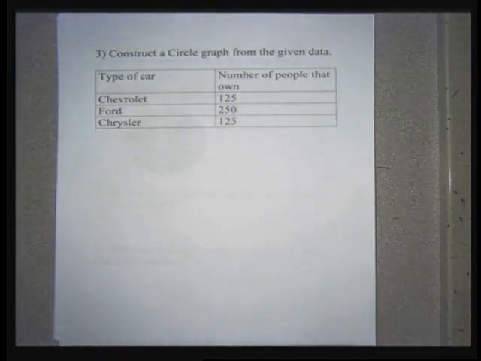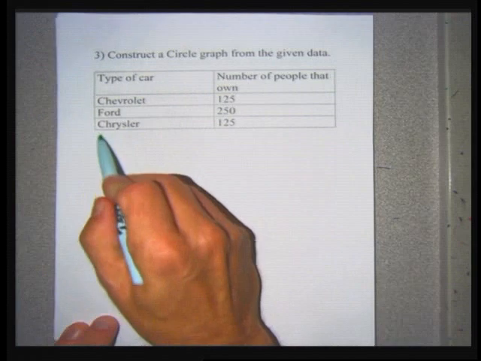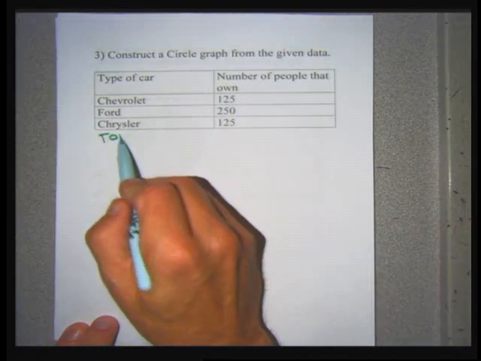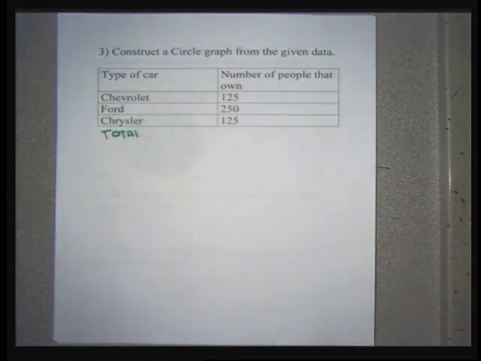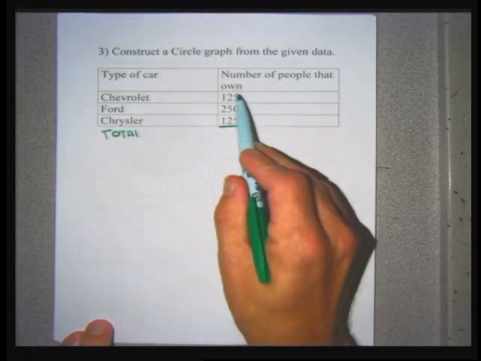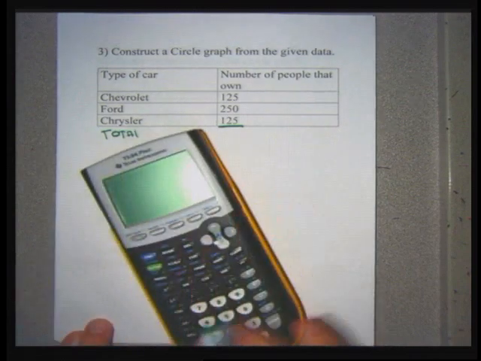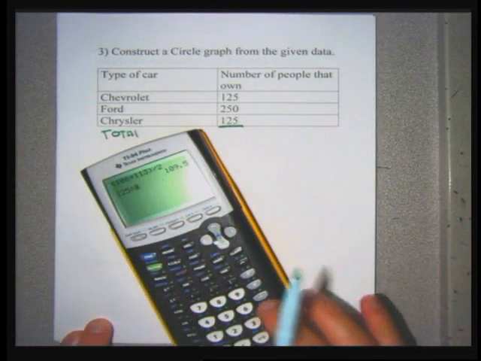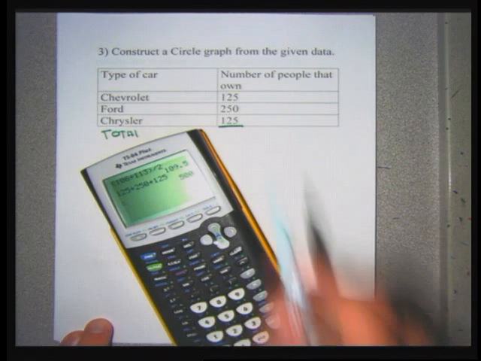Problem 3 wants me to make a circle graph, and in order to make a circle graph, I need to take each number that's given and change it to a percent. In order to make the table numbers into percents, I have to add up the numbers in the right-hand column. 125 plus 250 plus 125 is 500, I think, but let me do that. 125 plus 250 plus 125 is 500.